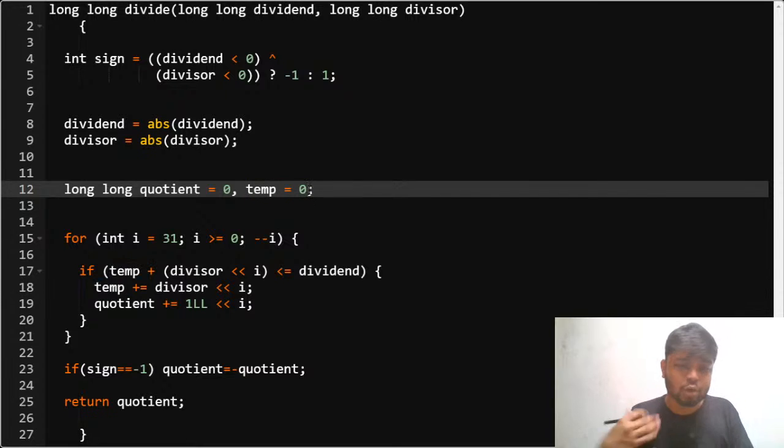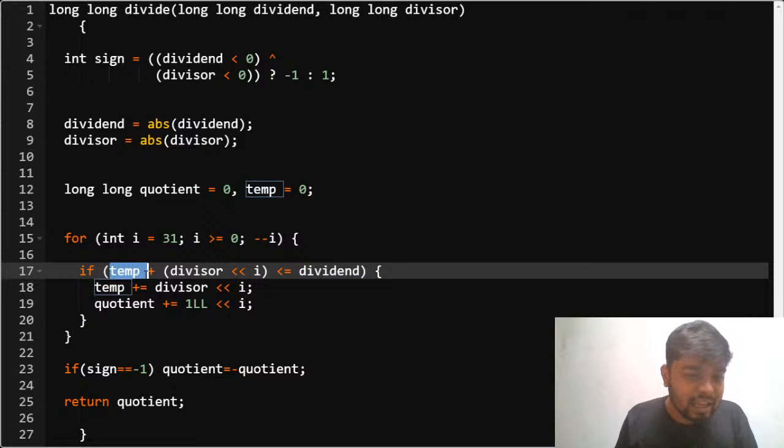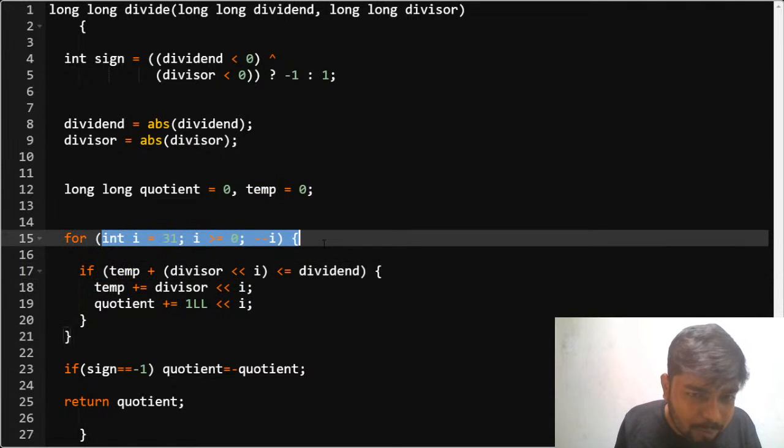What will my temporary variable store? Temporary will store the maximum that I can go up to for the dividend. I cannot exceed the dividend. My temporary variable cannot exceed the dividend, because why? Because I was getting 32 plus 11, right? So that is why I will never try to exceed the dividend. After this, I'll try to iterate from the back.